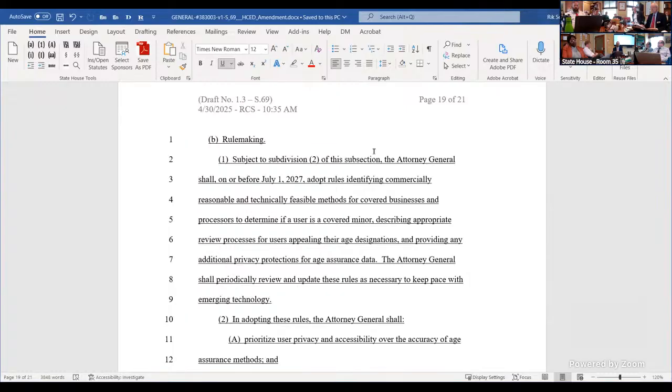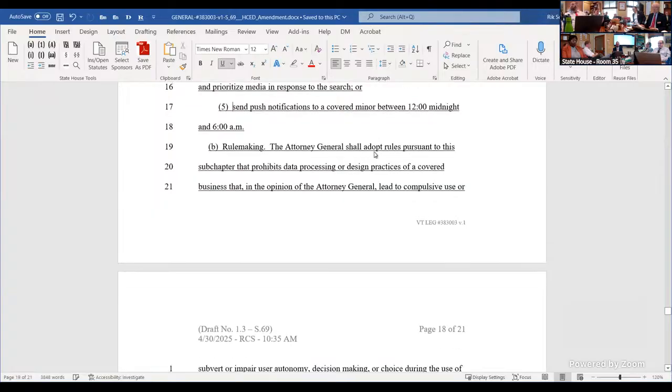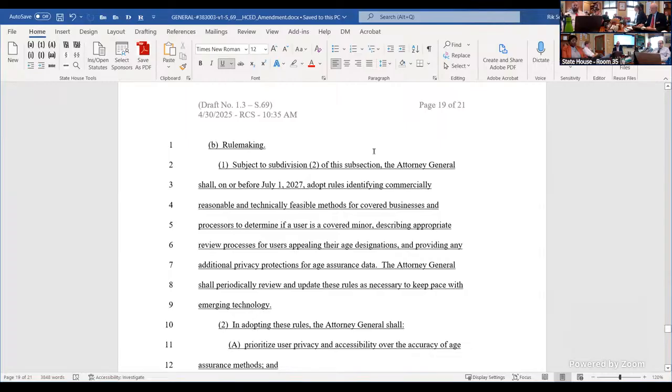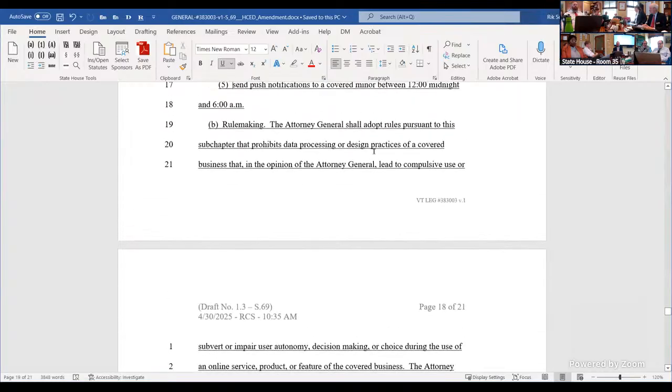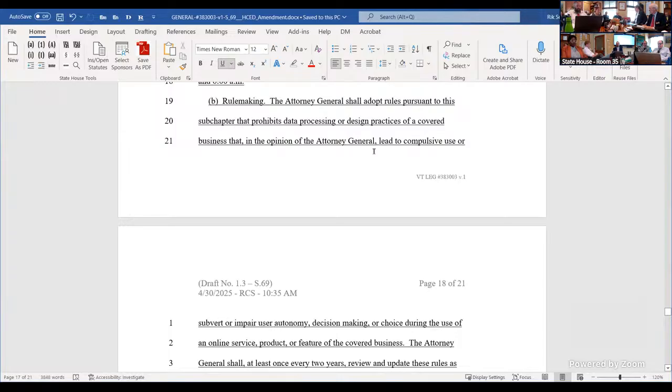And there's two sets of rules. There's the age assurance and there's the design practices. The design practices, I don't think has a date. Just, I guess what I worry about is that businesses have to design their product according to the law. And that is rulemaking. They have to take into consideration what the rules say. And I guess I don't want to see somebody having to do it twice.